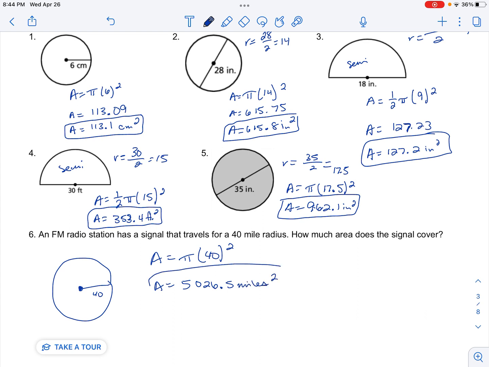miles squared. This is your area of a circle and a semicircle. Once again, please use the actual pi button and not 3.14, and we're rounding to the nearest tenth.